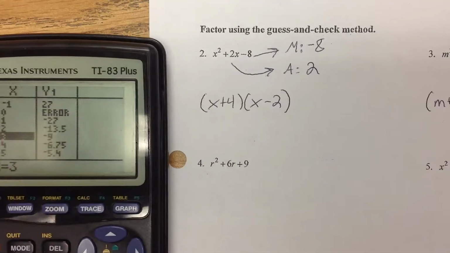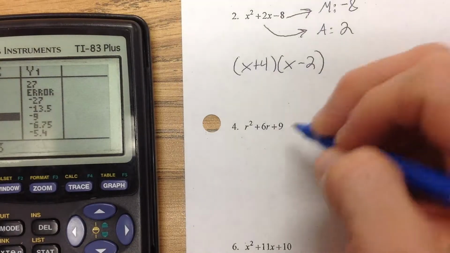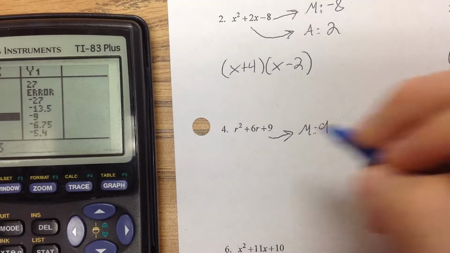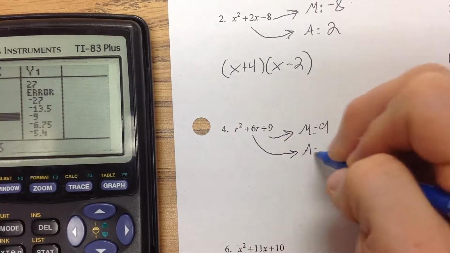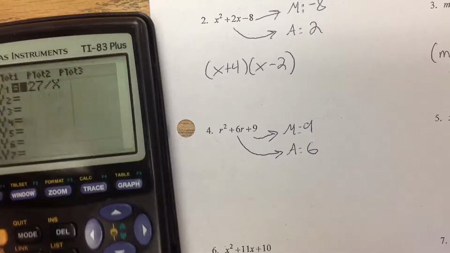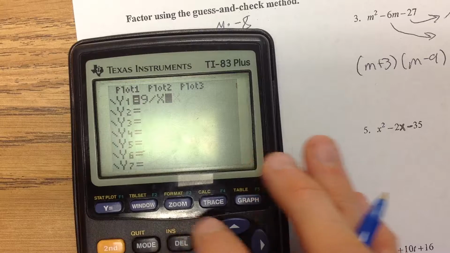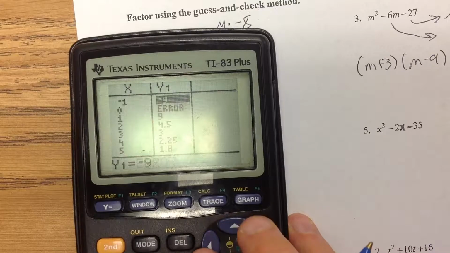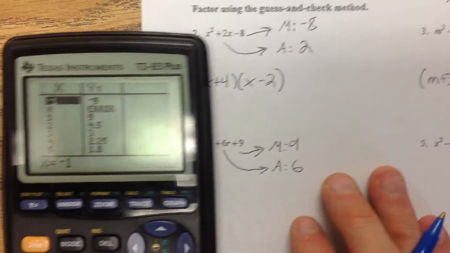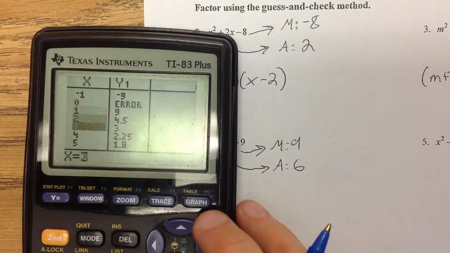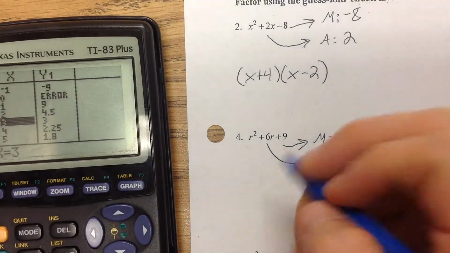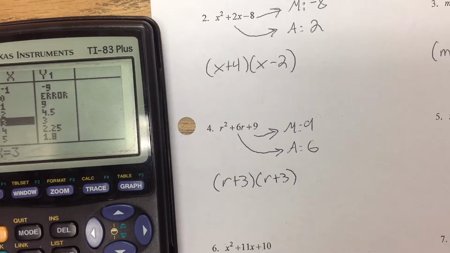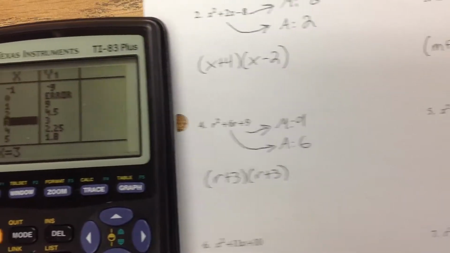Okay. All right, number 4 is back to one that we saw last homework, where we're multiplying to a positive number. So we're multiplying to a positive 9, and we are adding to a positive 6. So if we type this in here, 9 divided by x, now both of our numbers are either positive or they're both negative. We want them to be positive because we have to add to a positive 6. So let's see, 1 and 9, nope, 3 and 3. Yep, 3 and 3 will work. So this is r plus 3, r plus 3, because 3 and 3 is 6.